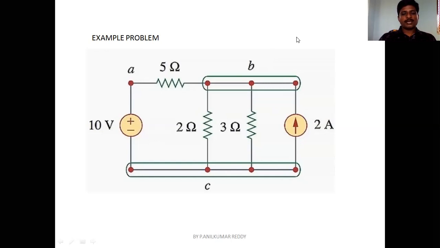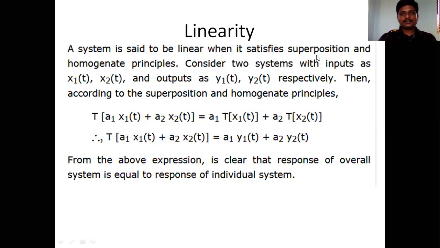Now, let us look into the other classification of elements. If you want to classify elements, as I told you earlier, based on whether they are taking energy or giving energy, we have classified elements into two types, passive elements and active elements. Similarly, based on whether they have linear characteristics or not, we can classify elements into two types: linear elements and non-linear elements, or you can say linear systems or non-linear systems.